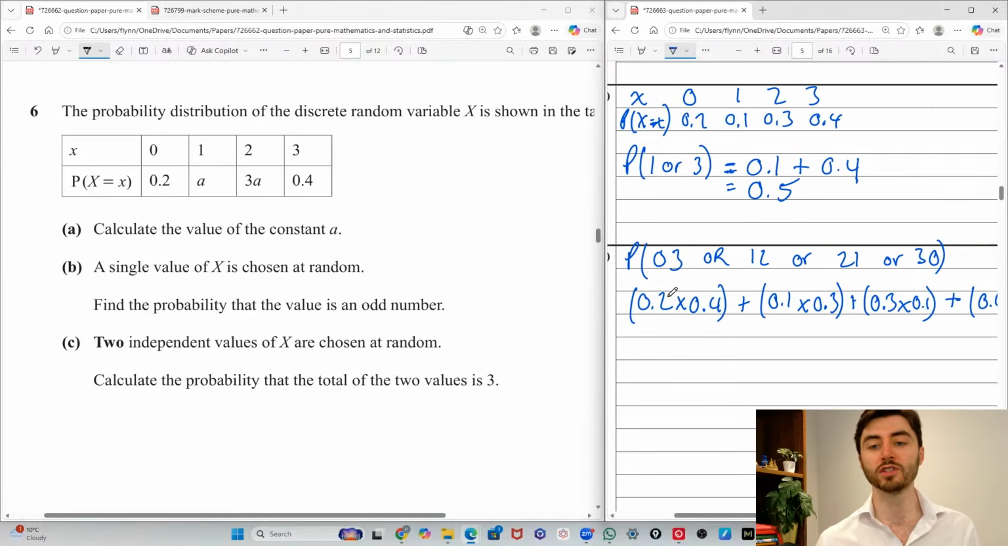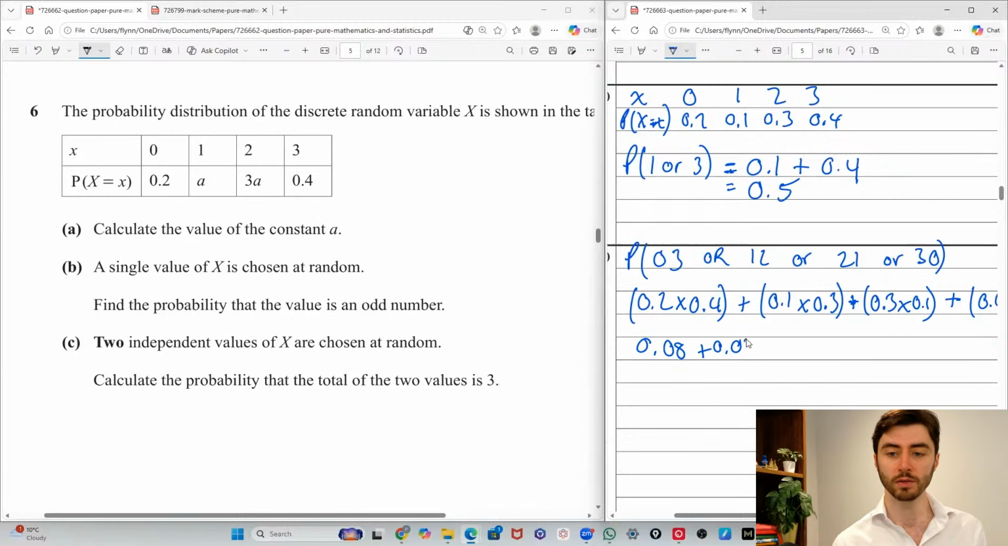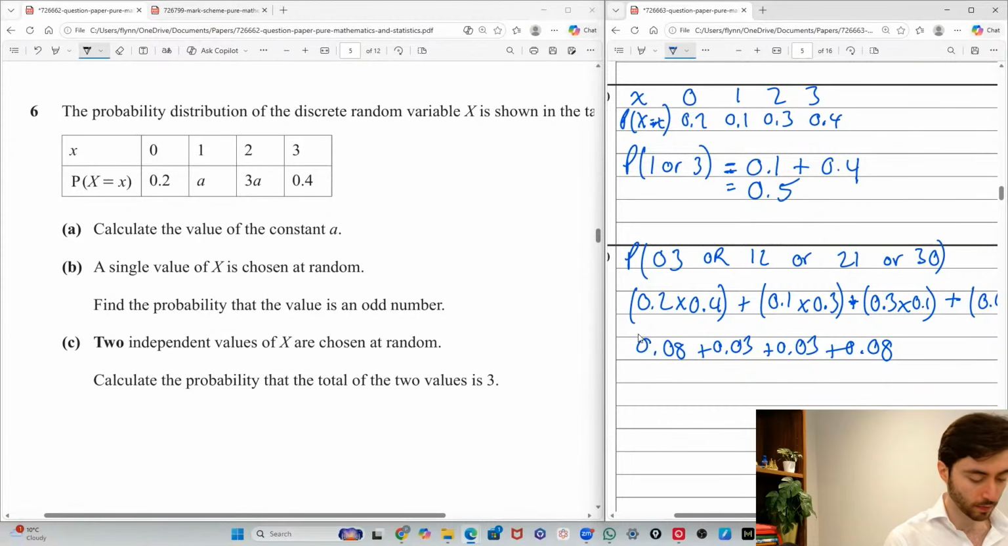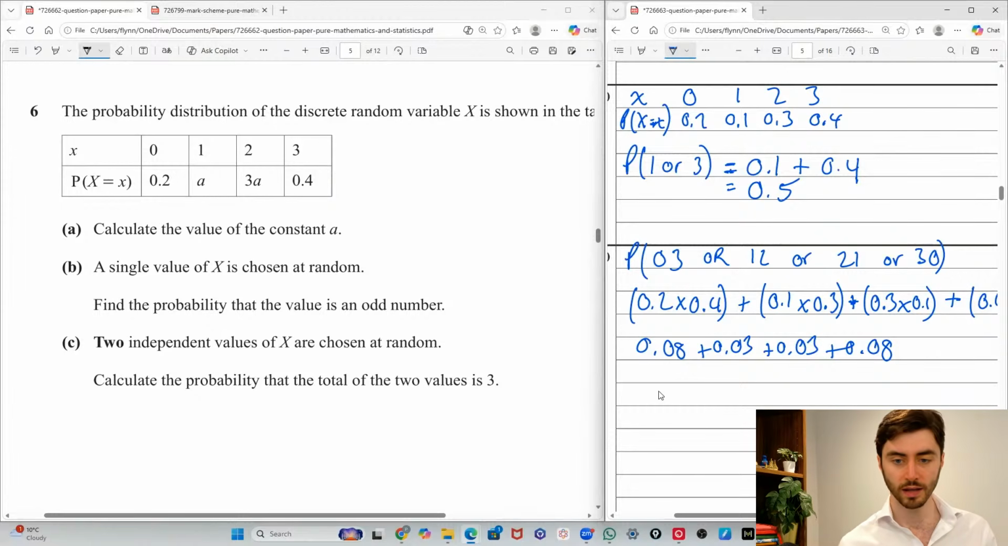Now, of course, I could have just done the 0 and 3 and times 2 for the permutations. That also works as well if you're more comfortable doing that. But this is kind of doing it from first principles. So 0.08 plus 0.03 plus 0.03 plus 0.08. And running that in the calculator, because, knowing my limits today, that is 0.22.